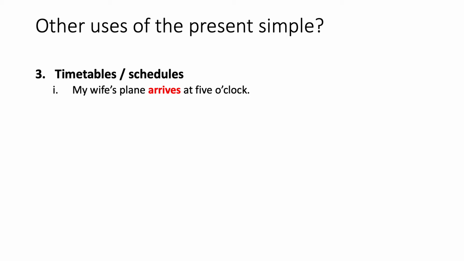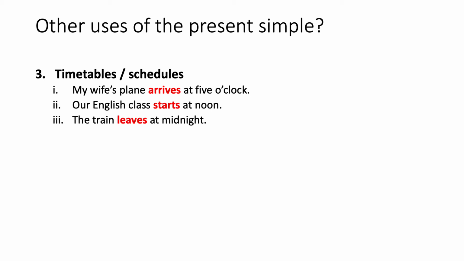Here is another example. Our English class starts at noon. So our English class is part of our school timetable, and we know what time it will start. It will start at 12 noon. So we use the present simple. Here is another example. The train leaves at midnight. Again, the train has a schedule or a jadwal that it has to follow. So we use the present simple.